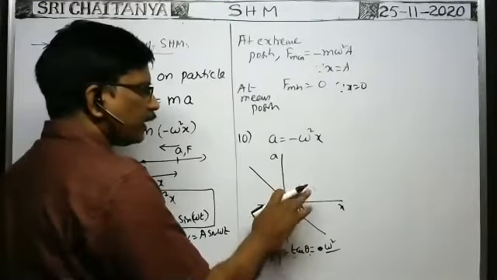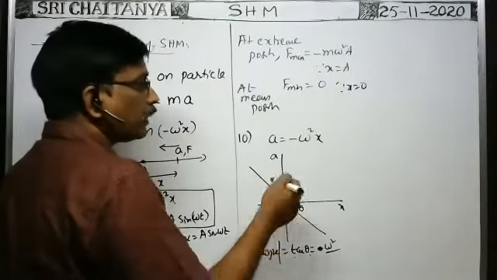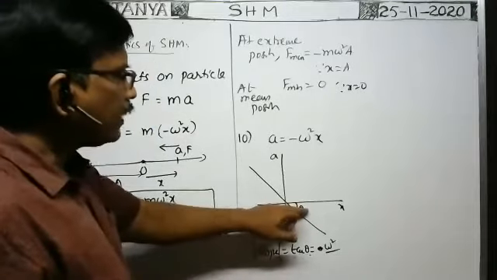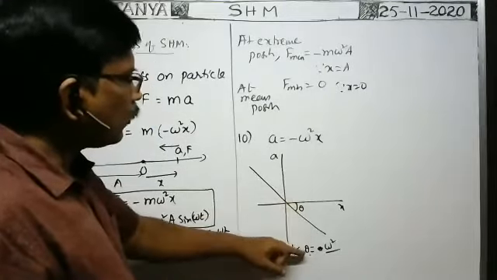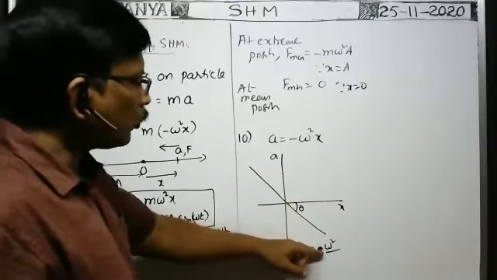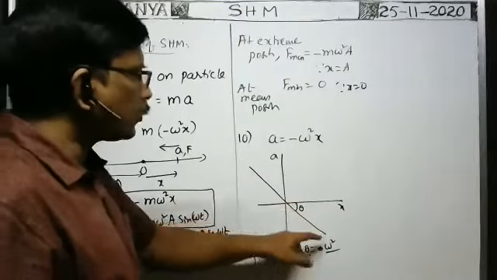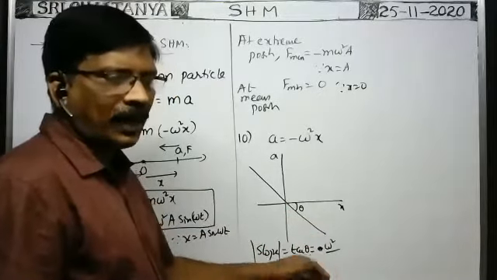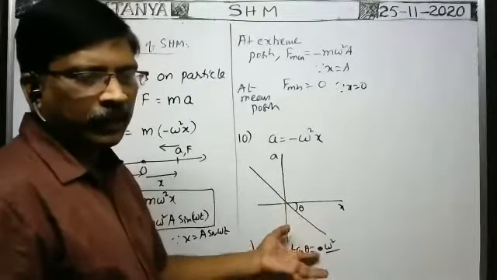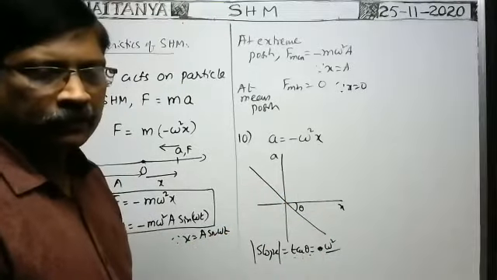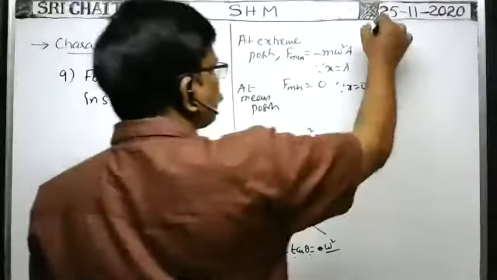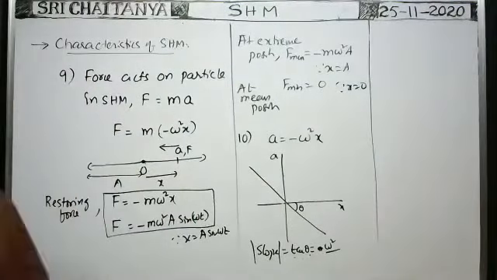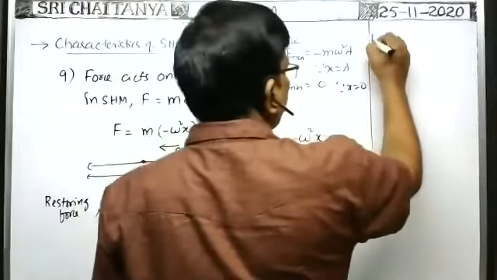Sometimes the graph will be given like this, and they may ask what is the time period of the particle. If they ask the time period, then if the angle is given, tan theta is equal to omega square. That means the tangent of this angle is equal to omega square. From this you calculate omega, then omega is equal to 2 pi by T or 2 pi f. We can calculate the time period or frequency. Okay, right. Next, one more point, the 11th one.